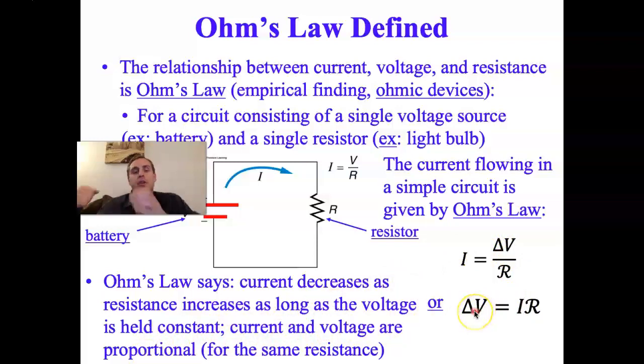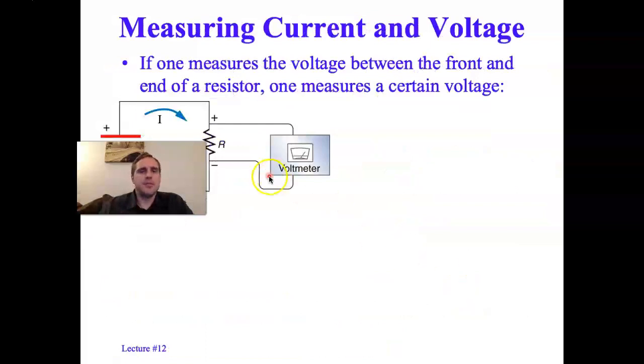That's because if you have a greater pump for charge, the charges should move faster, that is, with a greater current, for the same resistance, for the same impedance to the charge flow. So I hope that makes sense. Now, let's talk about how to actually measure current and voltage.